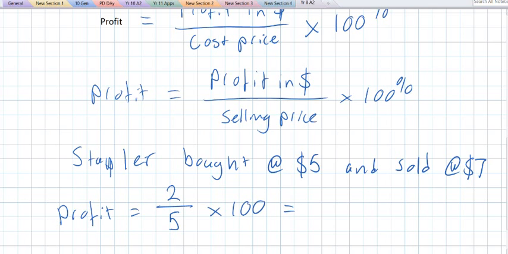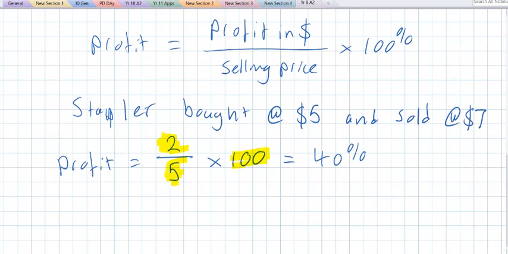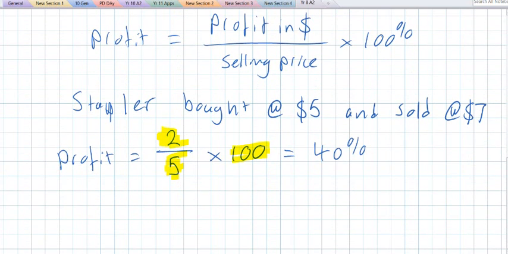it would be $2, because that's the profit in dollars, divided by the cost, multiplied by 100 to get it into percent. And that will give us a 40% profit. However, if we want profit as a percentage of our selling price, then we still have $2 profit. However, it's over 7 because that's the selling price, times 100.